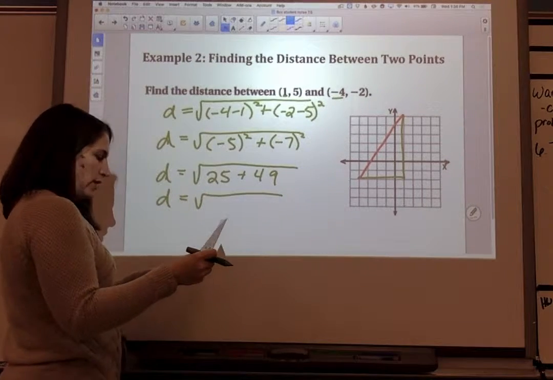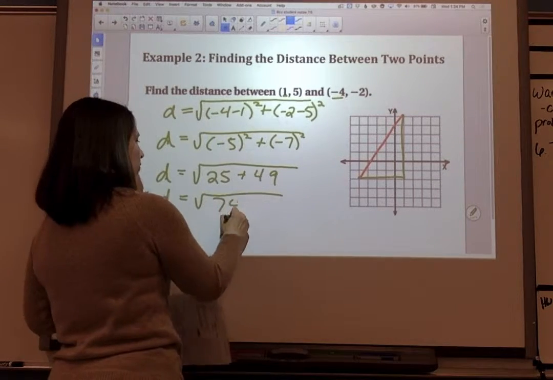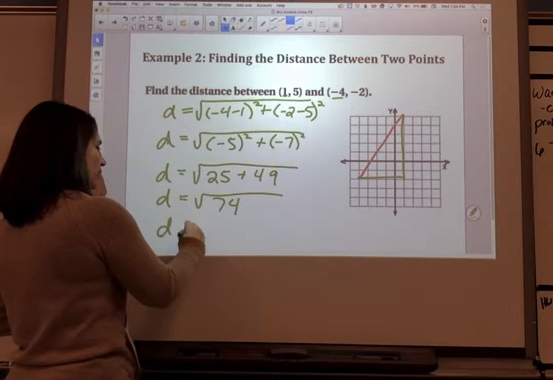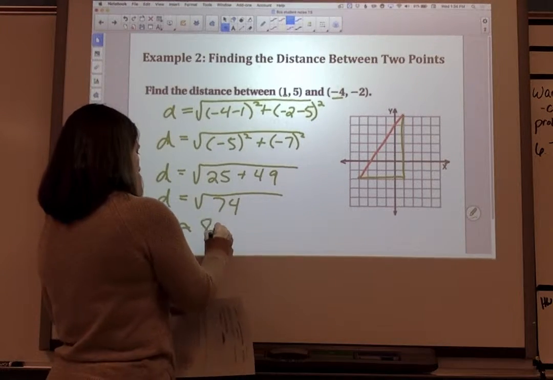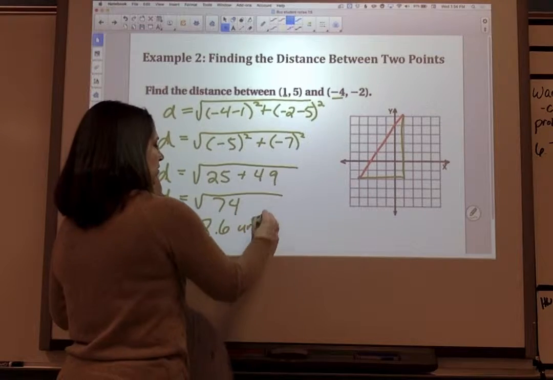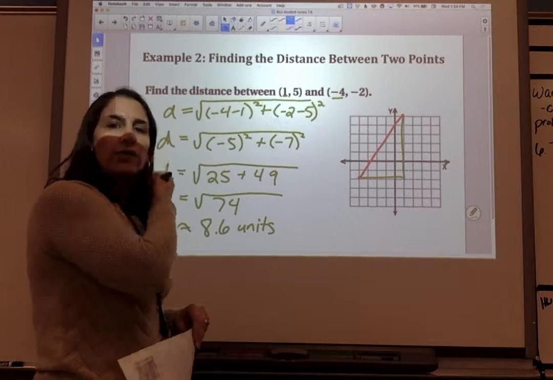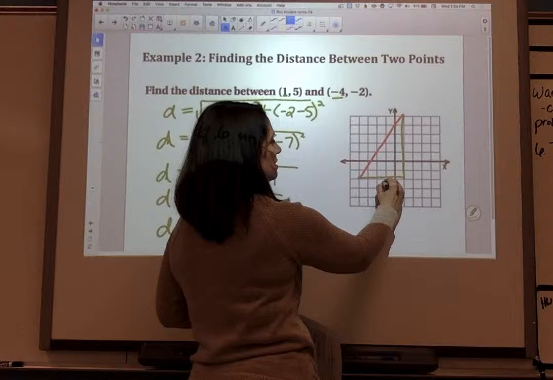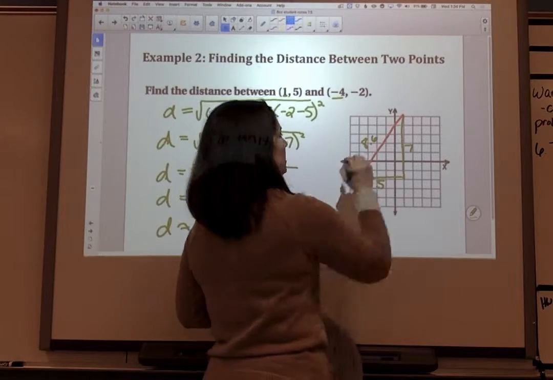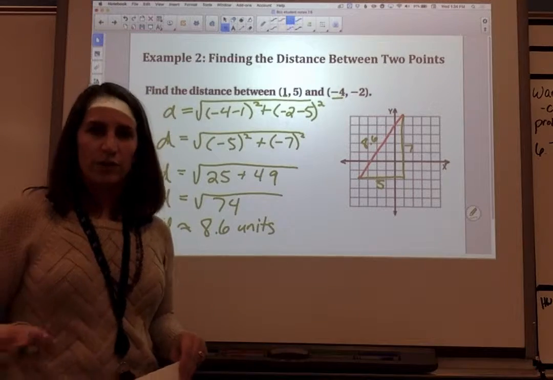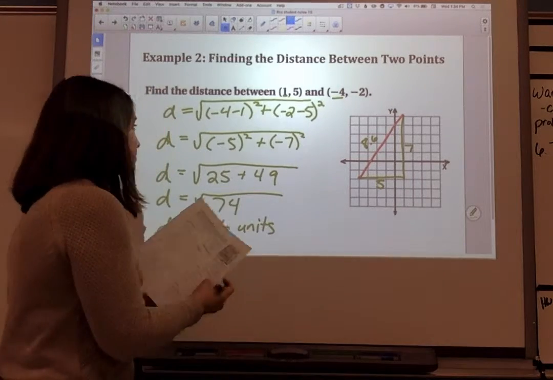And that's the square root of 74. And then we'll use our calculator to get an approximation, and that's about 8.6 units. So here we have this right triangle with a distance of 5, 7, and this is about 8.6, which seems pretty reasonable as we're looking at the picture.